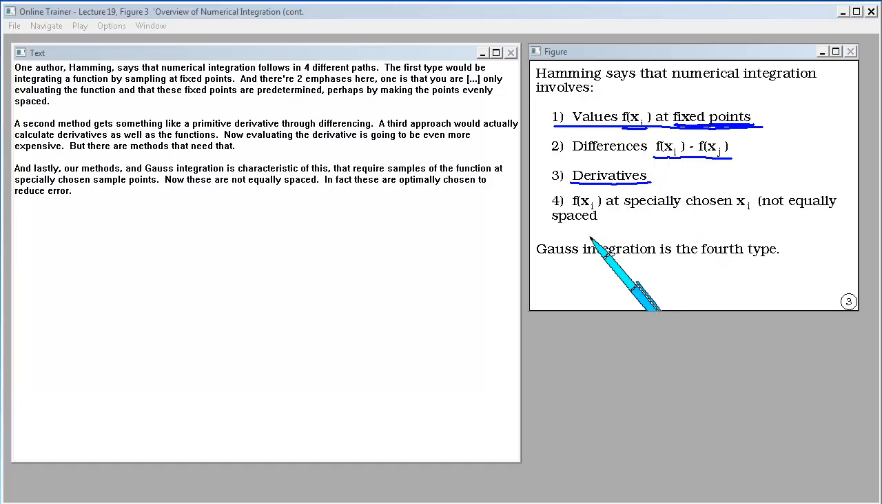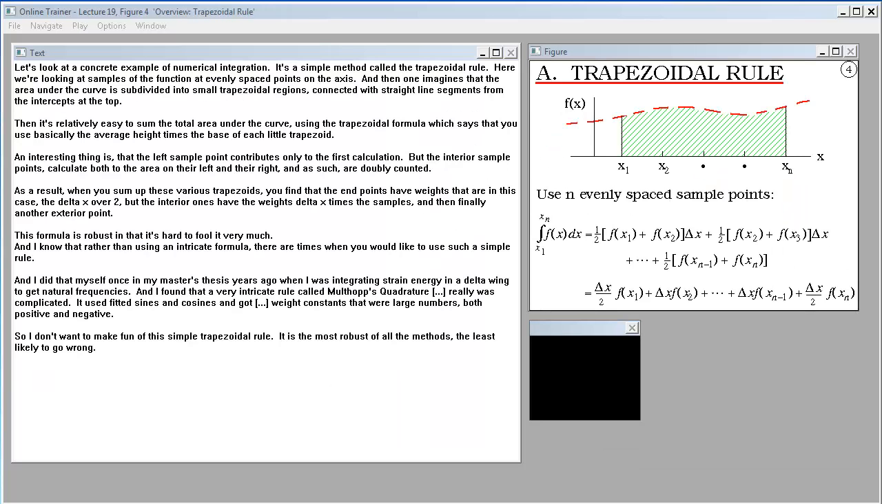And lastly, our methods, and Gauss integration is characteristic of this, that require samples of the function at specially chosen sample points. Now, these are not equally spaced. In fact, these are optimally chosen to reduce error. Let's look at a concrete example of numerical integration. It's a simple method called the trapezoidal rule.